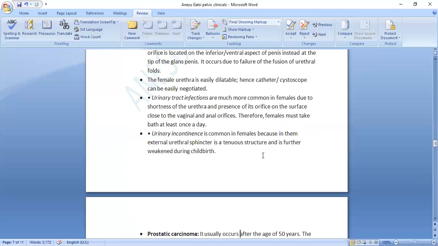Then urinary incontinence is also common in females, because they have a weak external urethral sphincter, and because they give birth, they are more likely to have urinary incontinence, which we refer to as loss of bladder control. It varies from a slight loss of urine, maybe seen in sneezing or coughing or laughing, to complete inability to control urination. That is, you just start to urinate without reflex control of it.